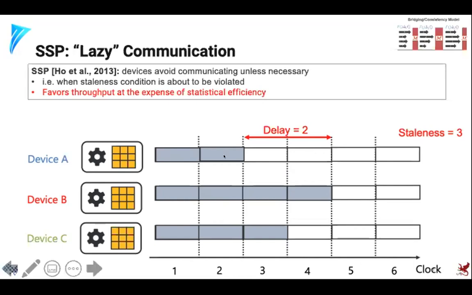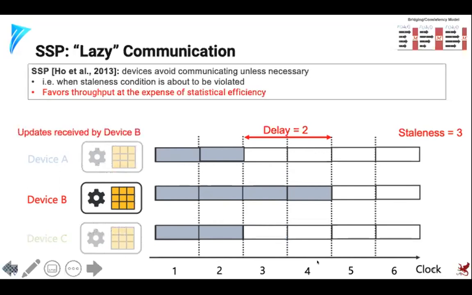So in this example, device C's iteration 3 update doesn't actually have to be sent to device B until device B reaches clock number 5, iteration 5. On the other hand, device C's first two messages from iterations 1 and 2 will have to be communicated to device B by the time it reaches iteration 4. Otherwise, that will violate the maximum staleness, which is 2 in this example.